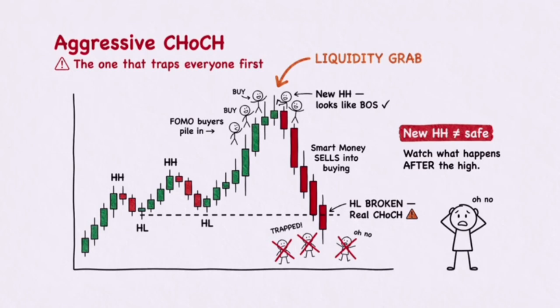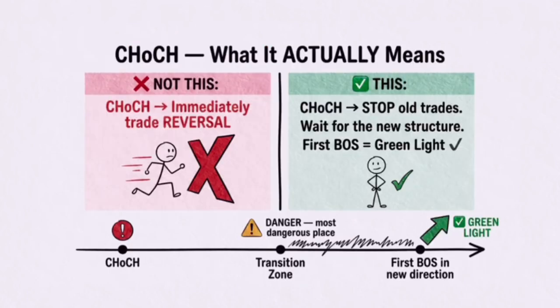And this is critical. A valid CHoCH needs volume confirmation on the break. If the break happens on low volume, it might just be a liquidity sweep, not a real power shift. More on that in a minute. And here's something that will save you a lot of money. CHoCH does not mean you immediately trade the reversal.